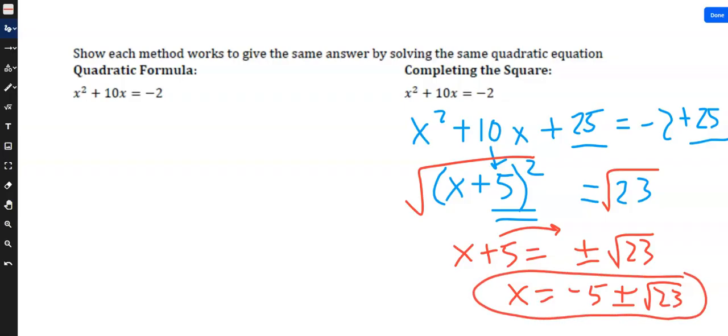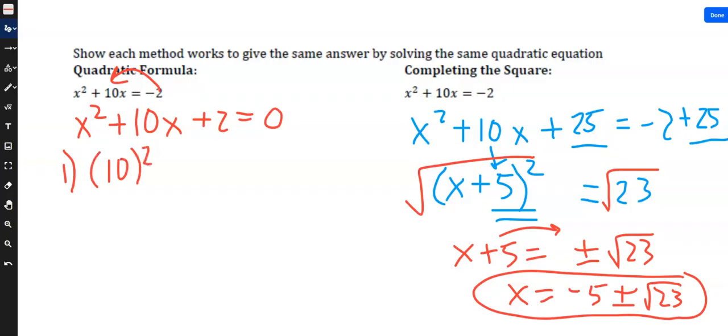Yes, those can be switched as long as the plus and minus stays with the radical 23. But a lot of times you see the nice number in front of the plus and minus and then the radical afterwards. So got to push this over in order to use the quadratic formula because it must be set equal to 0. So step 1, b squared minus 4 times the a value times the c value. That's 100. Take away 8, which is 92.